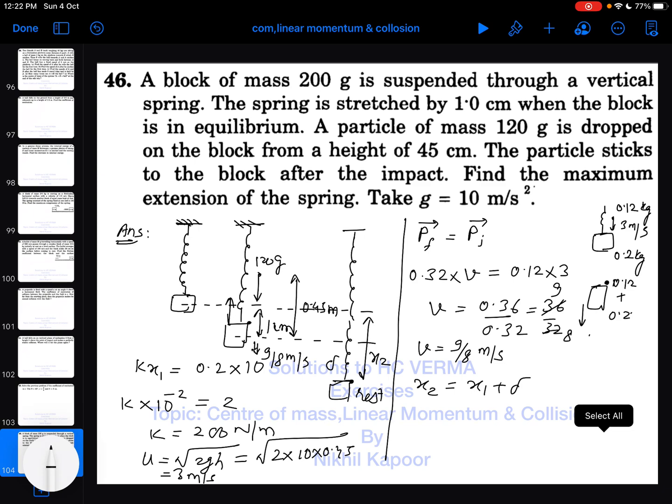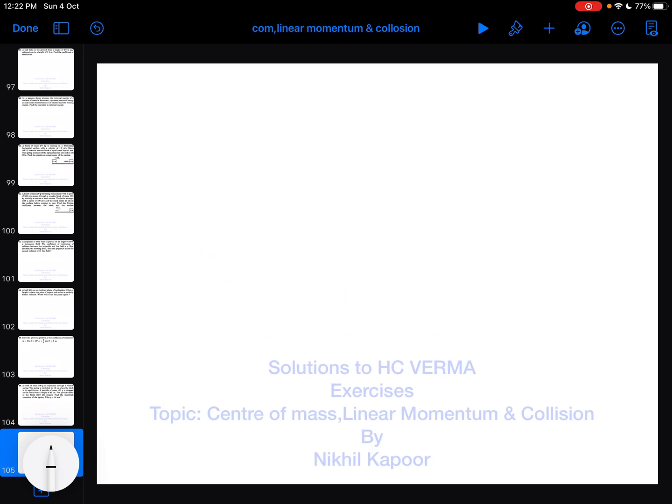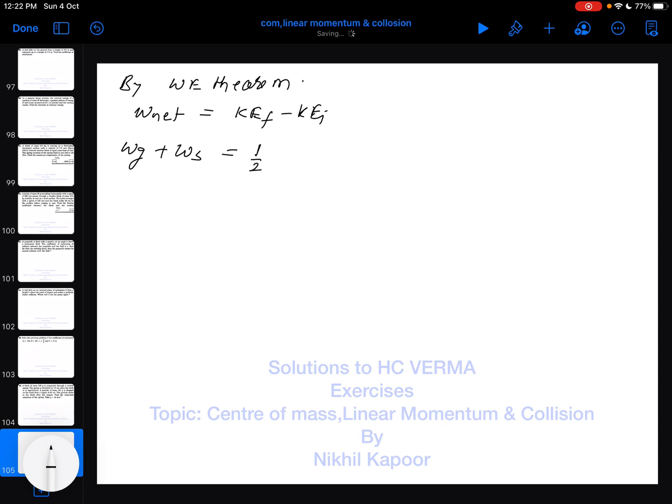Now let's apply the work energy theorem. By the work energy theorem, the net work done by all the forces is equal to the change in kinetic energy, final kinetic energy minus initial kinetic energy of the system. In this case, work is done by gravity as well as by the spring, and the final kinetic energy of the system is half into total mass into speed squared, that is (9/8) the whole squared, minus initial kinetic energy, which is 0.